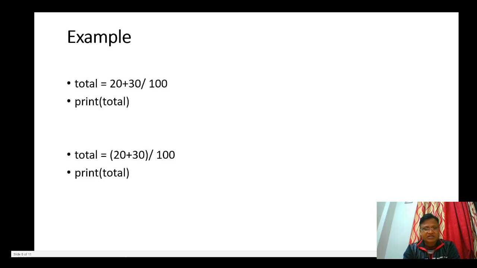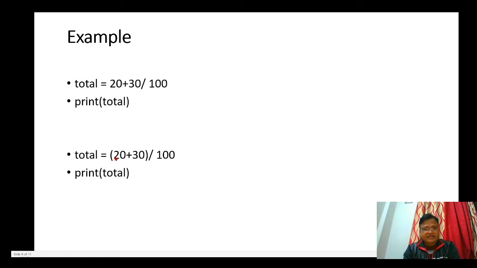Let's understand one more example. Here suppose I have taken 20 plus 30 slash 100, and in another example I have taken 20 plus 30, but that 20 plus 30 I have put inside the bracket or parenthesis. So let's discuss the first part. Here again I have used two operators, plus and division. So again as per rule the division part will be solved first. Firstly 30 divided by 100 will be solved, then 0.30 will be added to 20.